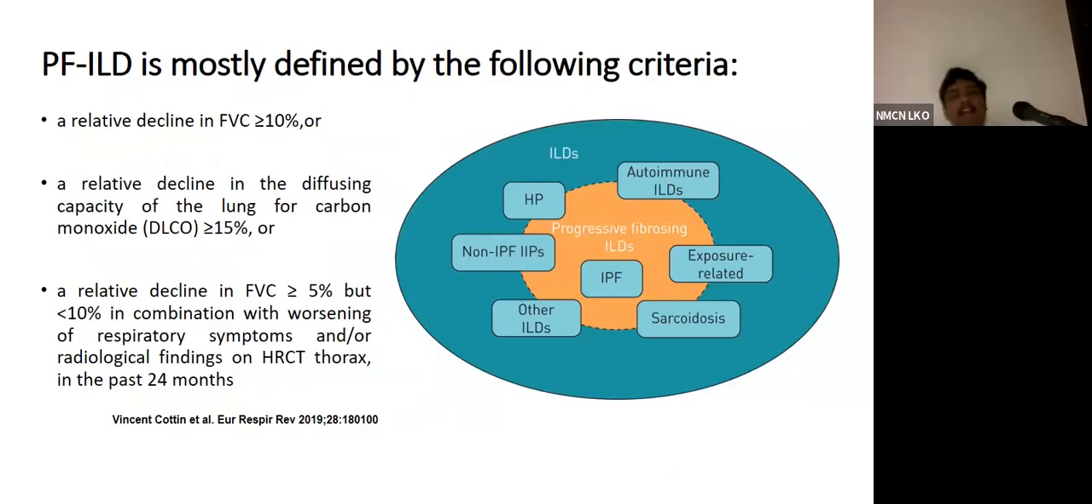Now, PF-ILD, how is it defined? It is defined by the presence of the following criteria: a relative decline in FVC of more than 10%, or a relative decline in DLCO of more than or equal to 15%, or a relative decline in FVC of more than or equal to 5% but less than 10% in combination with worsening of respiratory symptoms and radiological findings on HRCT chest in the past 24 months. This is the Cottin's criteria for diagnosis of PF-ILD that we are using in our practice.